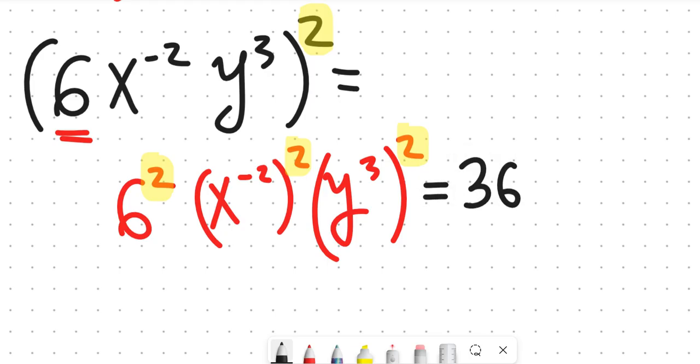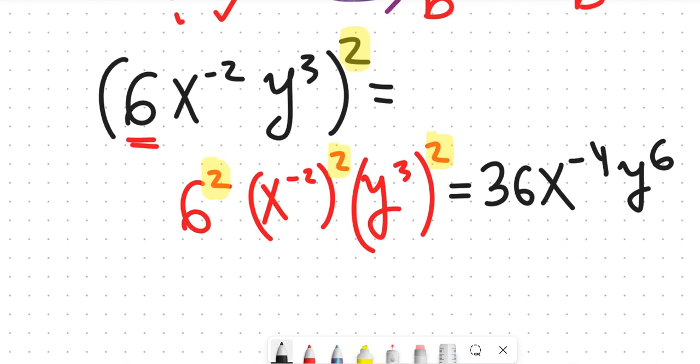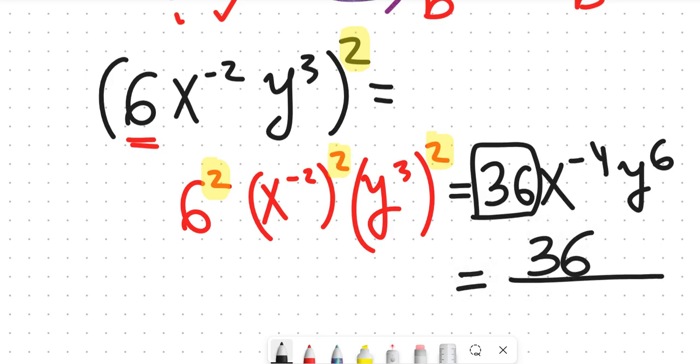X to the power of negative 2 to the power of 2 will be negative 2 multiplied by 2, x to the power of negative 4. Y to the power of 3 to the power of 2, y to the power of 6. Final step. We have the number 36. It's positive, everything is okay with the number, so it goes up. There is another one that has a positive exponent, y to the power of 4, so it also goes up.